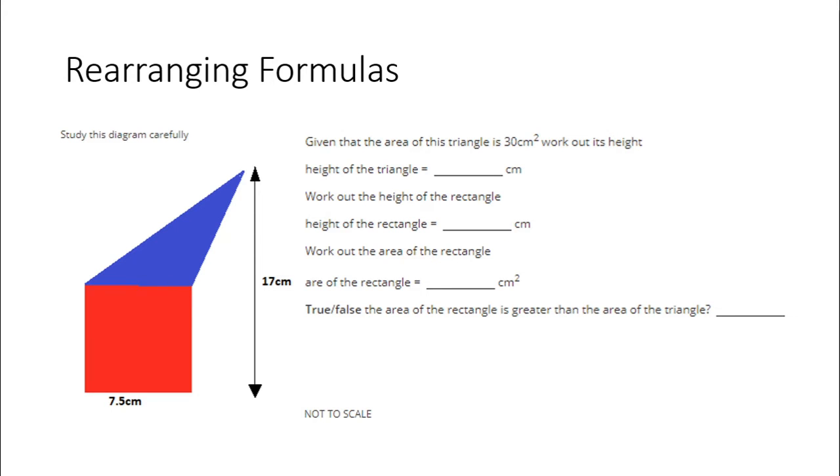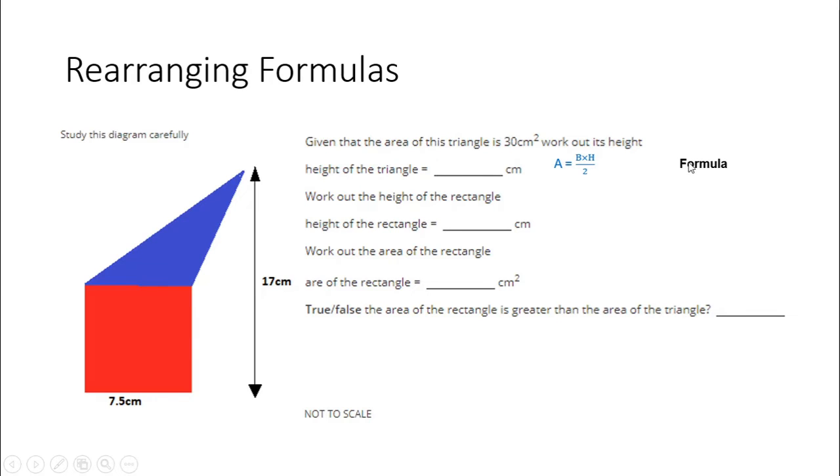Another rearranging formula question. This time we're given the area of the triangle, and we need to first work out its height. As you can see, I've given you a blue triangle over here. Its base should be clearly given. It's the same as the bottom of this rectangle below, so that's 7.5. Its height, I don't know, but I need to know that to work out the area.